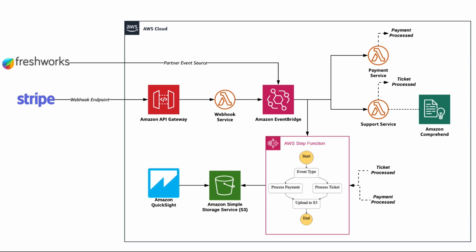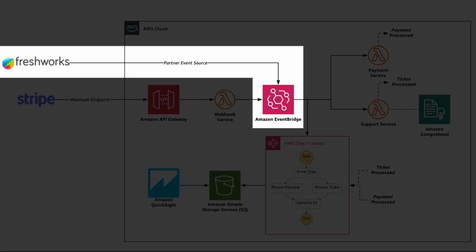In this demo, we'll demonstrate how we can use Amazon EventBridge to receive events from SaaS applications using partner integration and webhooks. The use case in this demo is how to process payment and support tickets. Freshworks is a complete customer engagement platform, and one of the products they have is Freshdesk. We're going to use Freshdesk from Freshworks as a ticketing application which has a built-in integration with Amazon EventBridge.